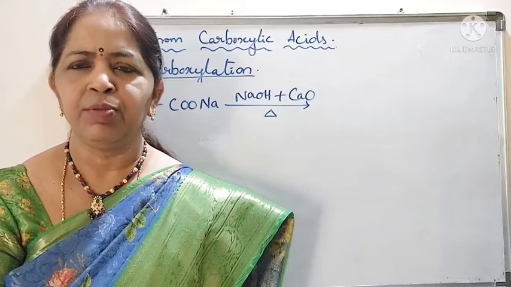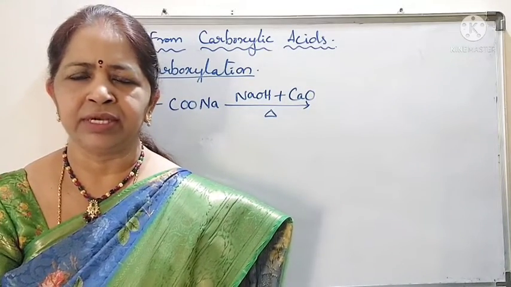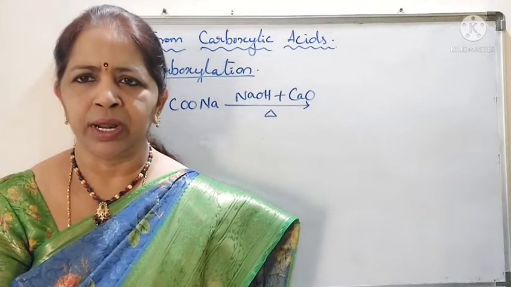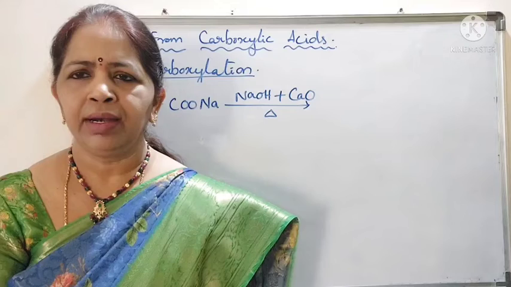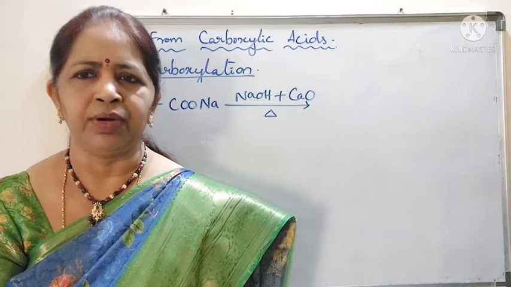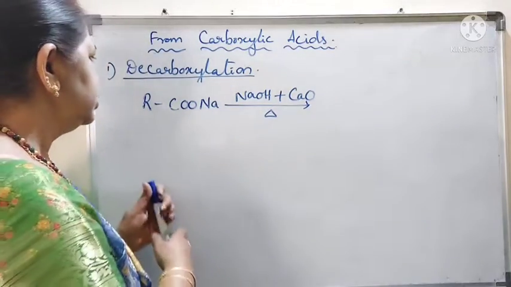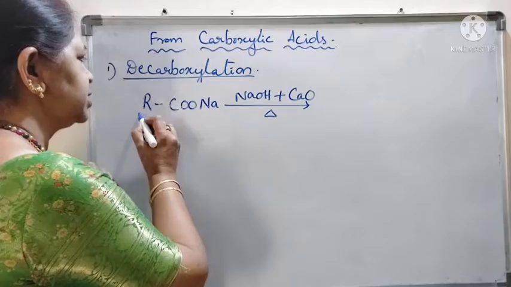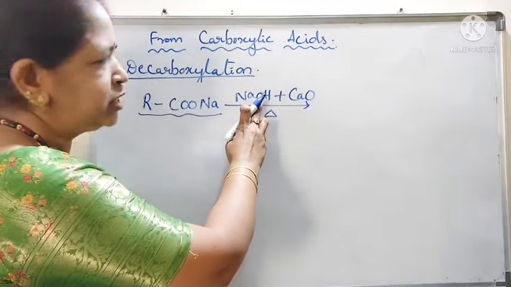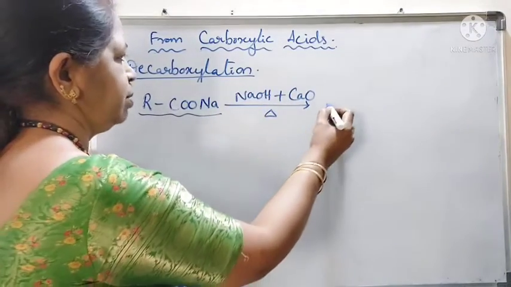Decarboxylation means removal of the carboxylic acid group. Sodium salt of carboxylic acid is reacted with soda lime to get an alkane with one carbon atom less than the parent compound. That is the reaction. We can see here sodium salt of carboxylic acid is reacted with soda lime, NaOH plus CaO, to get an alkane with one carbon atom less.